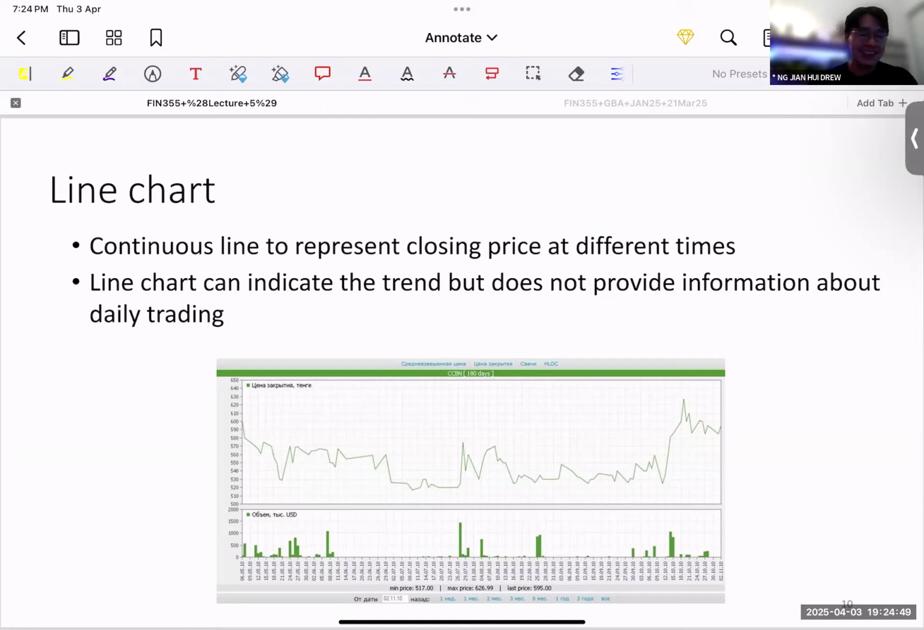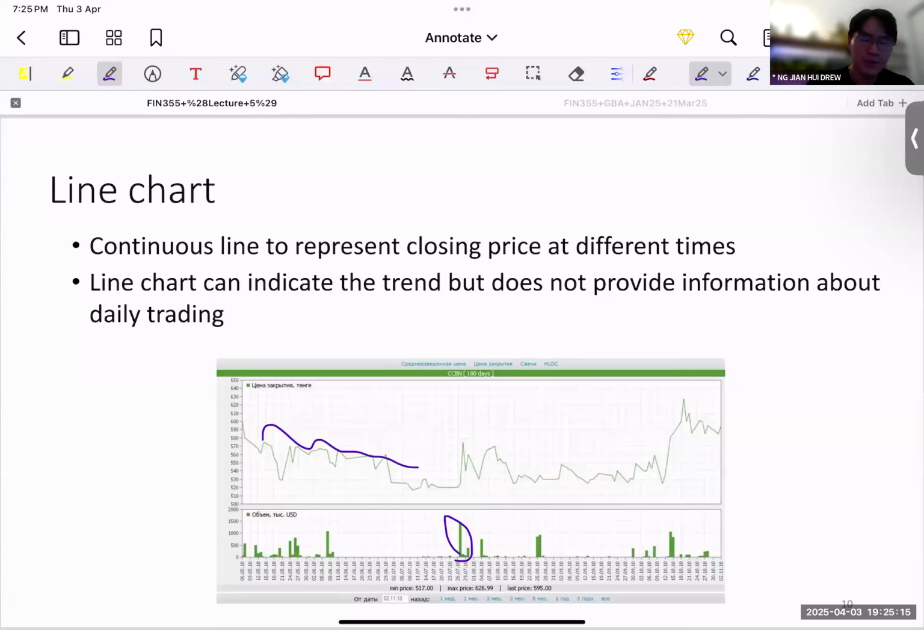There are some line charts as well. A continuous line represents the closing price at different times. So this shows you the different pricing, right? The pricing like this, and then the bottom provides you some more volume-related information.